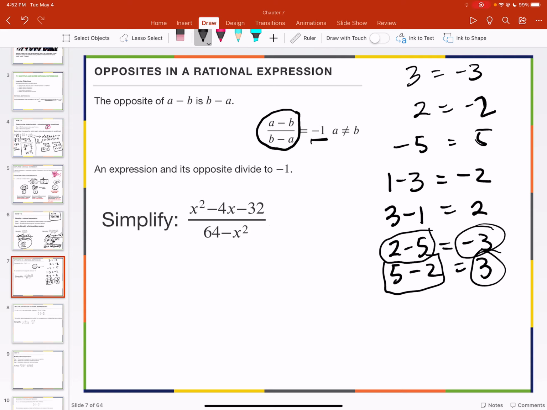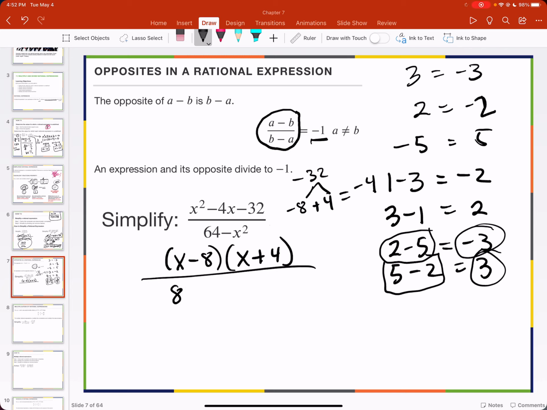So let's do an example here. Let's simplify this. So we have x squared minus 4x minus 32. What are two factors of negative 32 that add to -4? So let's think. 8 times 4? -8 times 4. So x minus 8, x plus 4. On the denominator, you have a difference of squares: 8 minus x, 8 plus x.